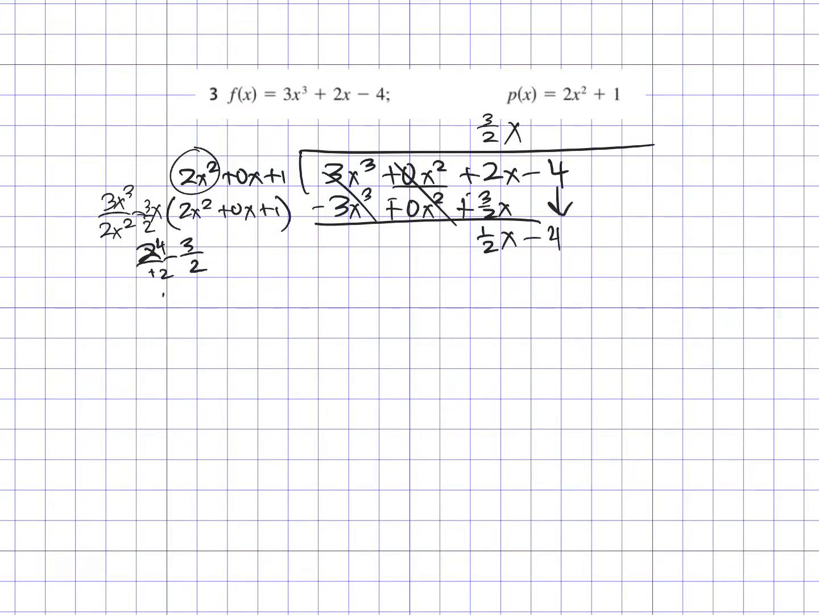So now you take 1 half x divided by the 2x squared. And what do you get? Well, you should realize that you're done, because this is smaller than your first term here. So our quotient is 3 halves x, and our remainder is 1 half x minus 4. And you could write the final form, but that's okay, you don't have to write that.